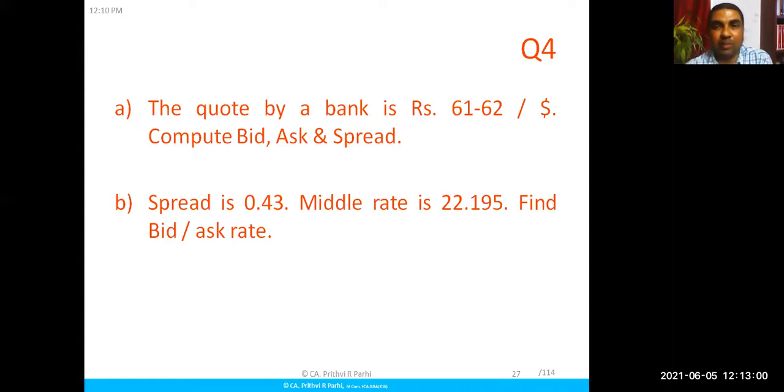Yes, so it is talking about rupee by dollar. Rupee by dollar is 61 bid, rupee by dollar 62 ask, and spread is 1. I think the first answer is very simple. Now please read question B. In the question, the bank is buying the dollar. If it is a bid quote, is the bank buying or selling the dollar?